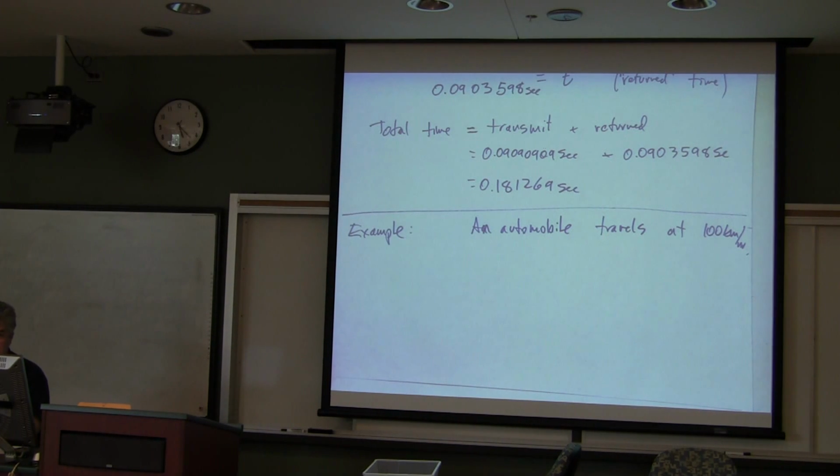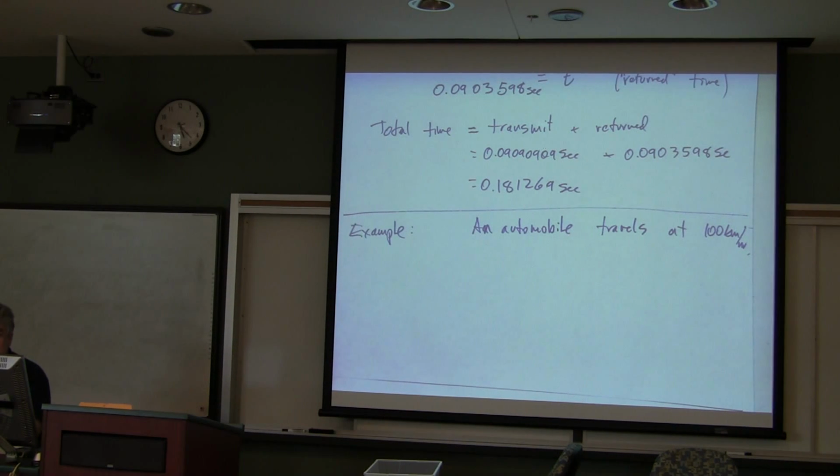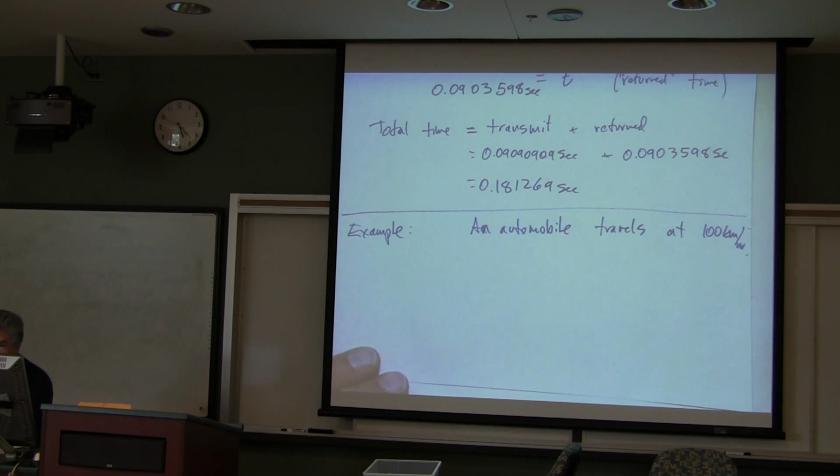Pardon me? What is 100 kilometers per hour? 60 miles an hour. About 62 miles an hour, right? I drive 62 all the time on interstate highways.